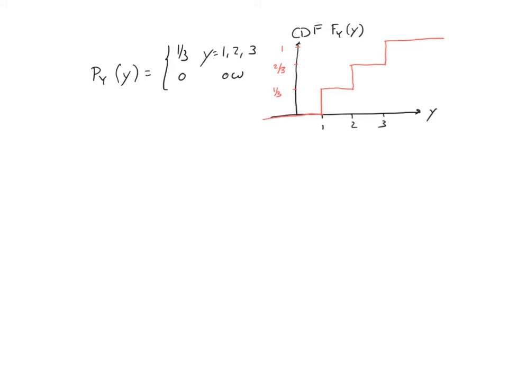Algebraically, we can write this CDF using the unit step function as CDF of y is equal to 1/3 u of y minus 1 plus 1/3 u of y minus 2 plus 1/3 u of y minus 3. The first unit step kicks in at y equals 1 and it lifts the CDF up from 0 to 1/3. The second unit step kicks in at y equals 2 and the third unit step kicks in at y equals 3.